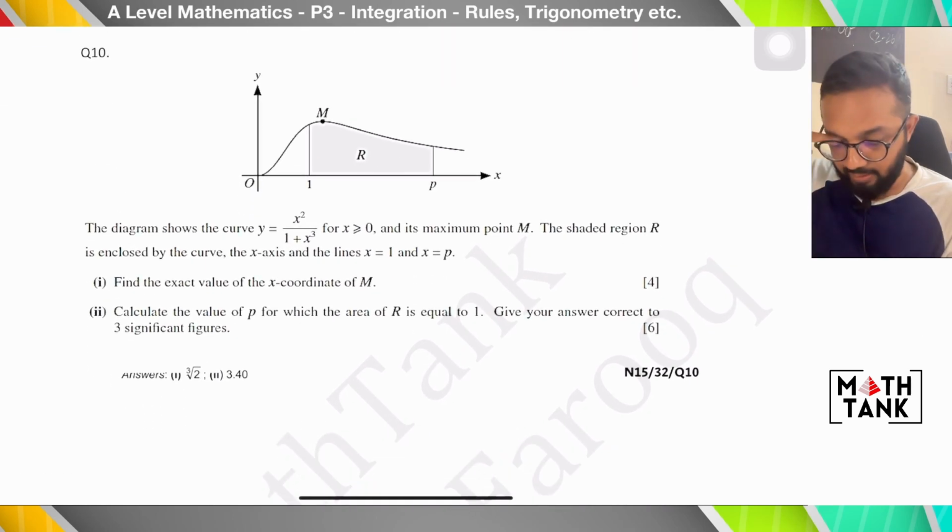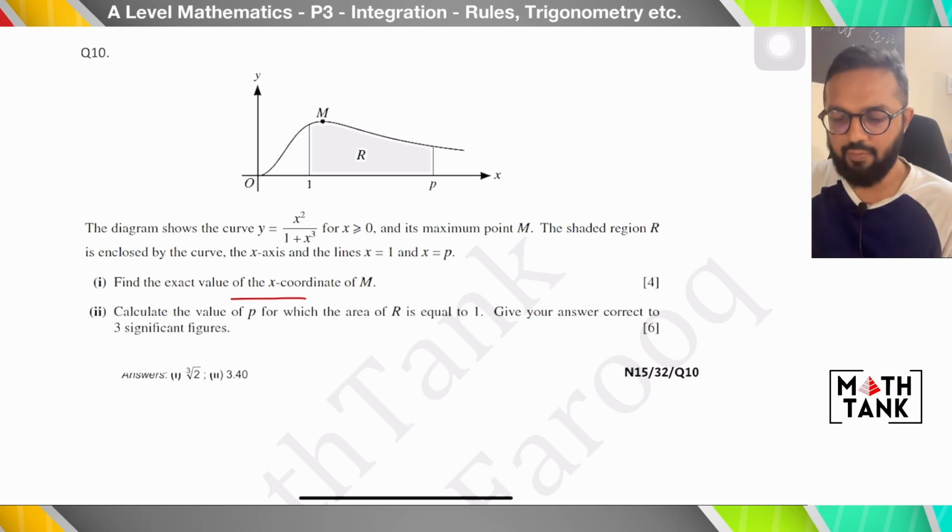Moving on to the last question quickly. This says the diagram shows the curve this and its maximum point M. The shaded region R is enclosed by the curve, the x-axis and the line is this. Find the exact value of the x-coordinate of M. This is in fact a question that I have already solved in the lecture series. If you are confused, please go back and watch this question from there.